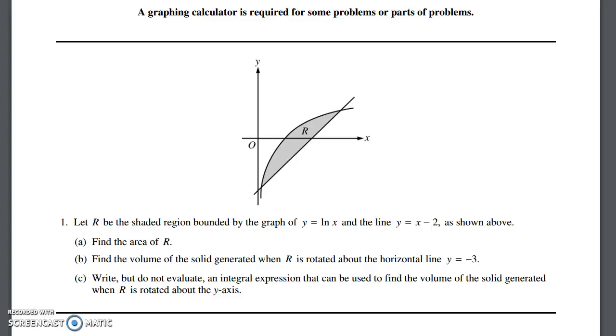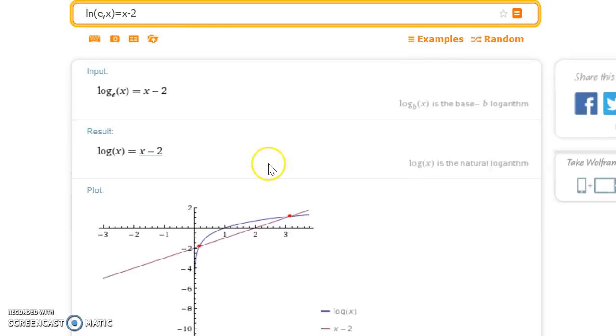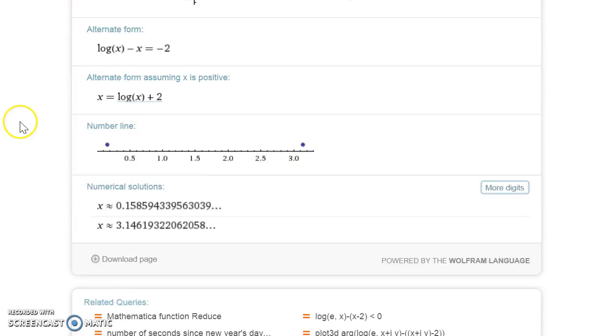Now, to find where these intersect, we have to set these two lines equal to each other. So you get ln x equals x minus 2. Do this on your handheld calculator. You can just find a numSolve button and then plug in the given equation, and you should be able to find a solution. When we plug it into Wolfram Alpha, as shown here, we get the numerical solutions of x equals 0.15859 and x equals 3.14619.